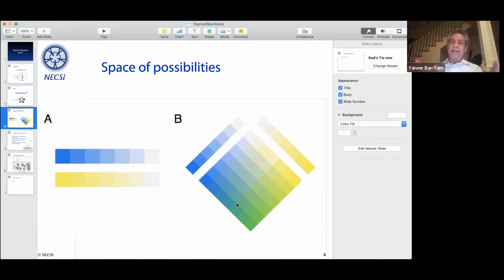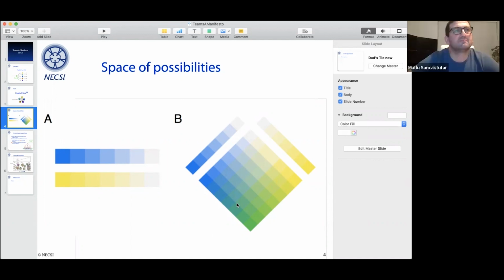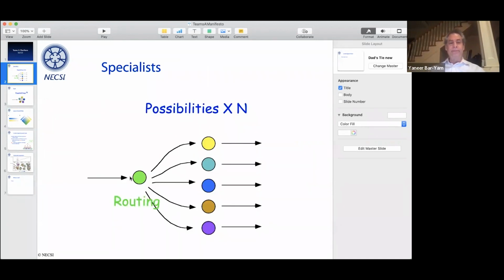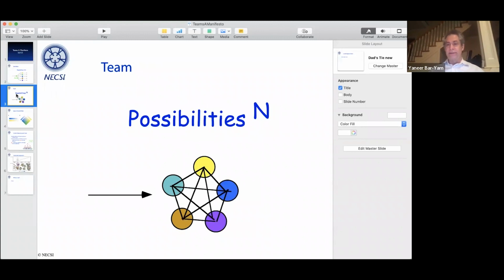So here's the thing. If you only have a few possibilities, you can have one person do it. If you have more than one person can deal with, you can have specialists. But if you have a lot more possibilities, you must have teams. Must. There's no other way.